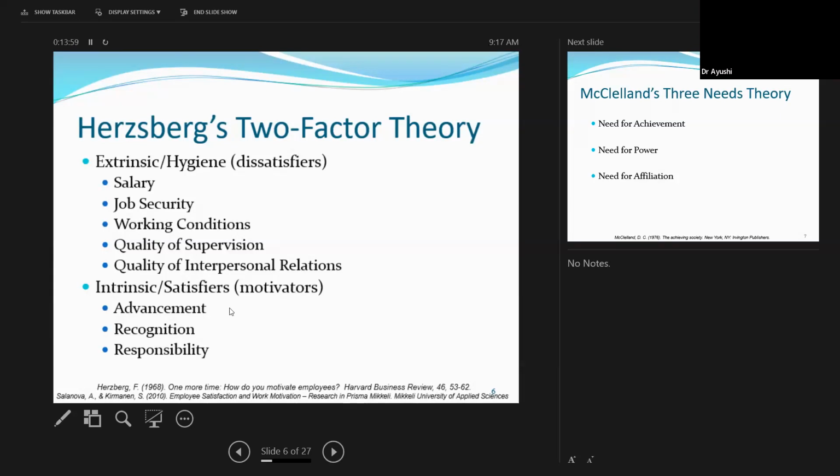And responsibility also. If I give an example, you go to work, but you're not given any responsibility, there'll be nothing to look forward to. Even if there is a good salary, you will start taking everything for granted. So good responsibility is also a good motivator.